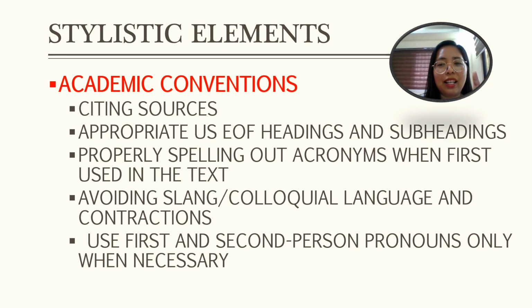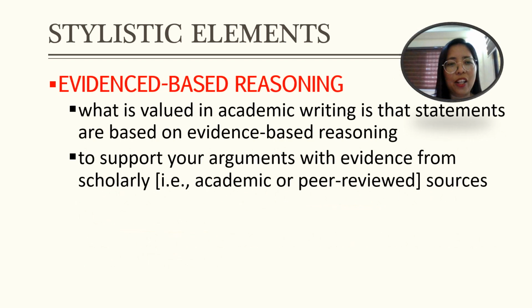Next. This is very important also in academic writing. The citing of sources. Importante na you mention who said it, and also the source must also be reliable. For example, yung Wikipedia, hindi yan dapat. So most often pag naghahanap ako sa Google Scholar, ganun siya. It also says here, avoid contractions, like ain't, not, I couldn't, mga ganon. So contractions are not suggested. Colloquial like ain't, gonna, ganon. Use first and second pronouns only when necessary also, like I or you.